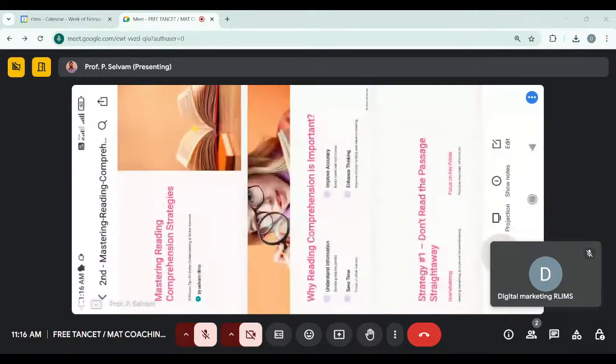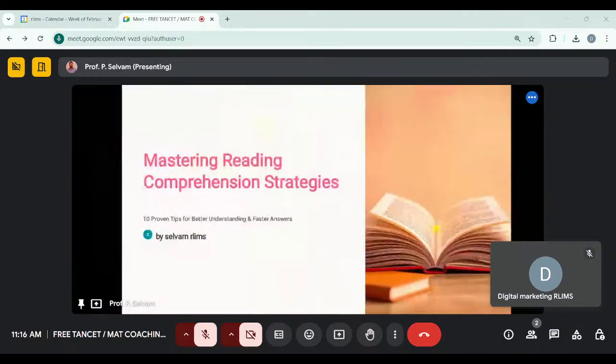Next, now I have spoken to you about the different reading techniques that we should adopt to attempt this reading comprehension. Now, I would like to share with you some common tips which are very much essential to attempt this reading comprehension.